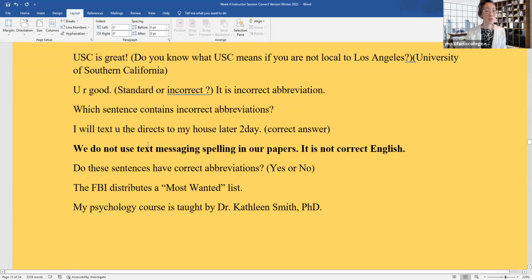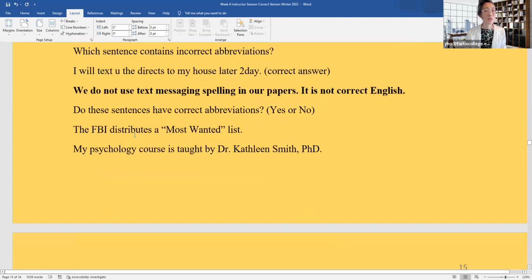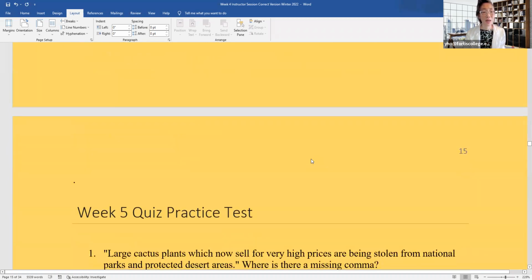So, I will text you the directions to my house later today. This is the correct answer for which sentence contains incorrect abbreviations. It's this one. We do not use text messaging spelling in our papers. It is not correct English. Here you have, the FBI distributes a most wanted list. That is correct English because that is a standard abbreviation. It's not text. And Dr. Kathleen, PhD, is also standard. It's not text. So they're just saying that as soon as you see text messaging, that's not correct English.